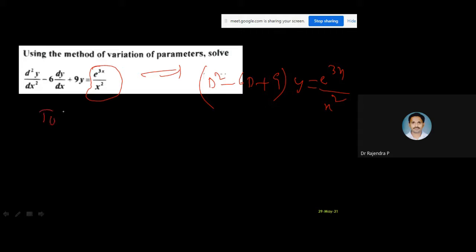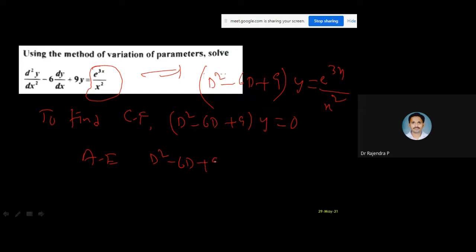To find our complementary function, we consider d square minus 6d plus 9 into y is equal to 0. So for your auxiliary equation, without disturbing the homogeneous equation, you take the polynomial d square minus 6d plus 9 equal to 0. What are the roots? 3 and 3, sir. Very good. So 3 and 3. And what is the complementary function? When roots are equal and real, it is c1 plus c2x into e power 3x. Have you remembered? This is the form we learned, right?